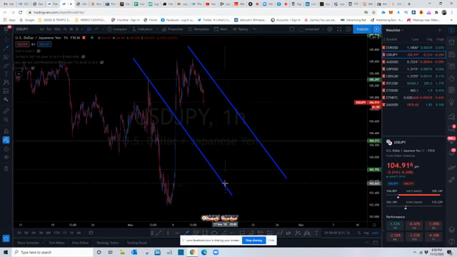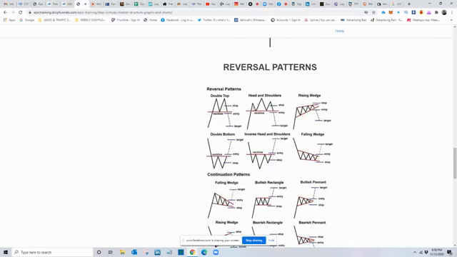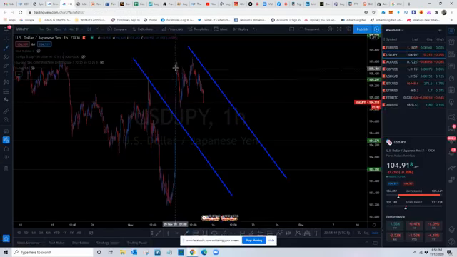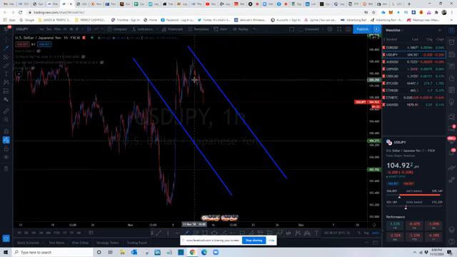This looks like a head and shoulders to me. Why is that? Typically it's going to hit resistance at least 3 times. 1, 2, 3. Well, let me ask you guys a question. Did it hit resistance at least 3 times? Let's find out. 1, 2, 3. And it actually hit resistance here again as well. So more likely this is a head and shoulders.